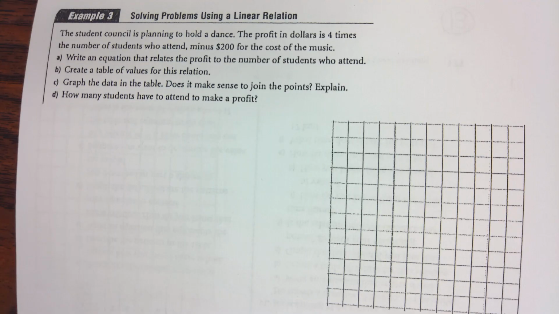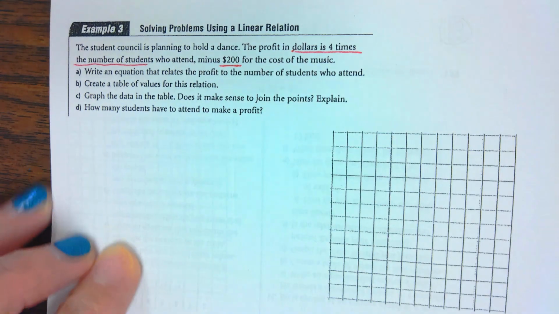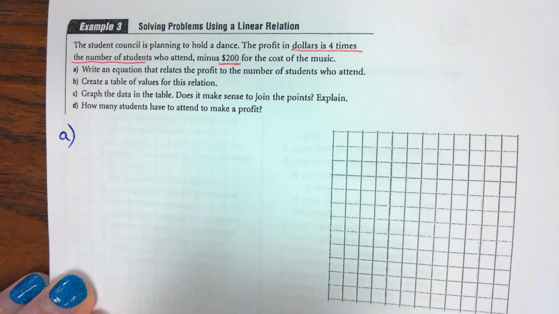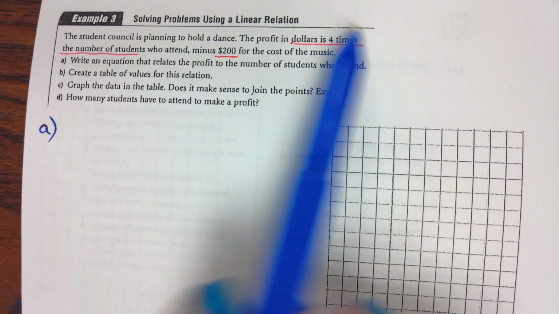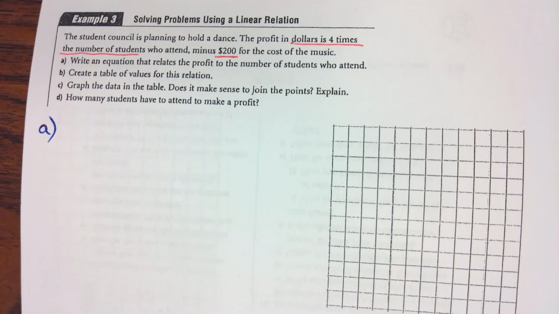Okay. So let's come up with an equation first. This is what we did on our last test. We have this, we have to translate it to an equation. The profit in dollars is 4 times the number of students. So 4 times the number of students, what does that mean? 4x, right? It costs you $200 to hire the DJ.